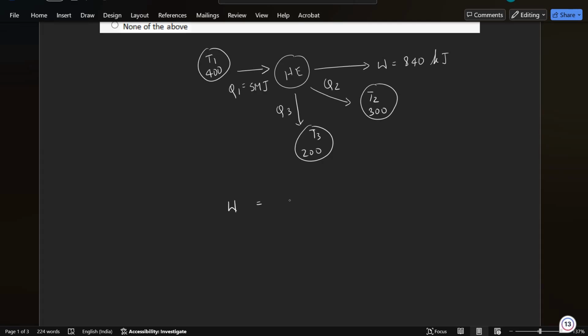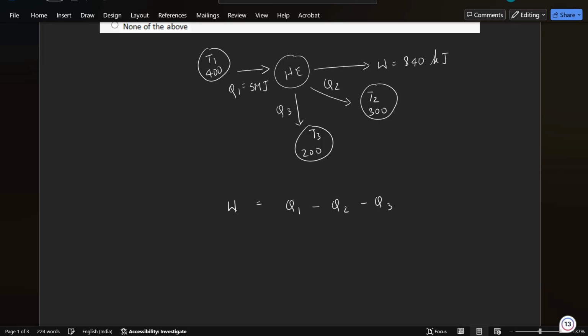We know Q1 equals 5 megajoules, so it must be the same or higher. So in general, we can write work done as Q1, minus Q2, because Q2 is going away, and again minus Q3, because Q3 is going away.